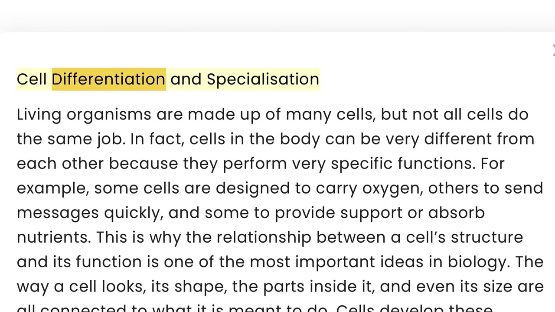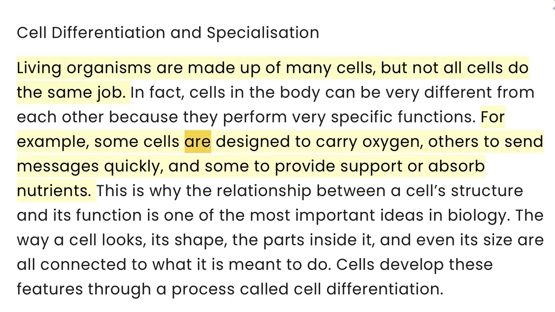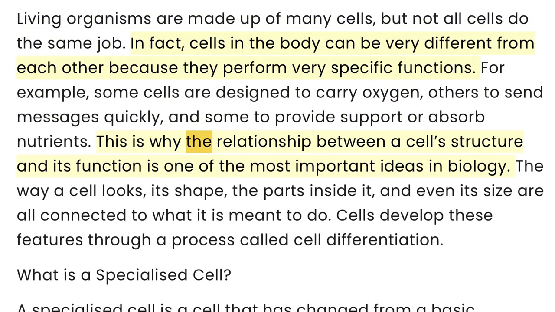Cell differentiation and specialization. Living organisms are made up of many cells, but not all cells do the same job. In fact, cells in the body can be very different from each other because they perform very specific functions. For example, some cells are designed to carry oxygen, others to send messages quickly, and some to provide support or absorb nutrients.